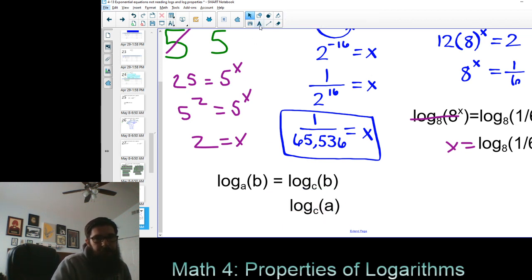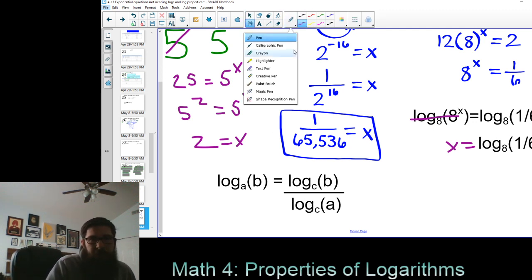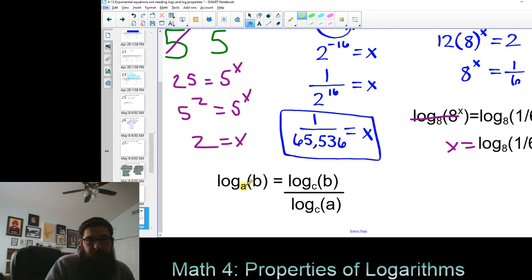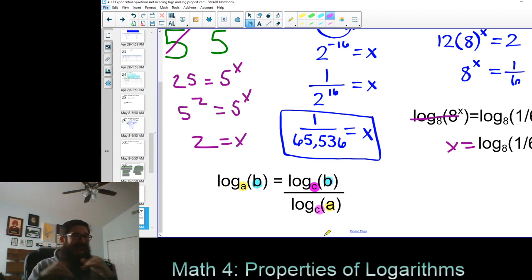Now this form, let me put the division in here. This is the change of base formula. You'll notice, and I'm going to highlight a few pieces here to make this clearer, A, the original base, is now the argument of the denominator. The original argument is the argument of the numerator. And then I introduce this new one right here. That C can be whatever you want.